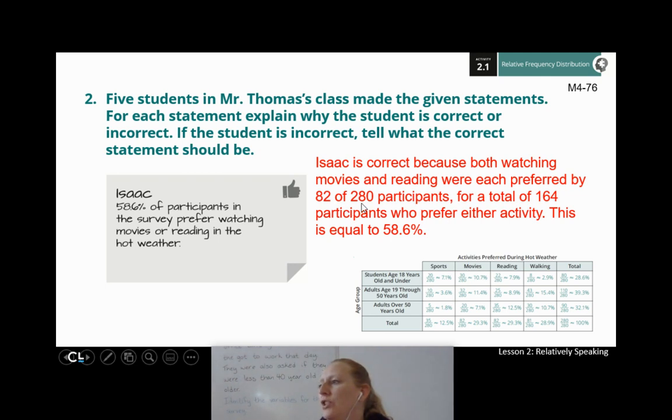by 82 of the 280 participants, right? Movies and reading. Oh, I should look at movies and reading. Yeah. So 82 plus 82, that's 164 people. If I divide that by 280, yeah, I get 58.6%. I think I was adding the wrong categories. So these two right here, 29.3% and another 29.3%, puts us at 58.6%. So yeah.